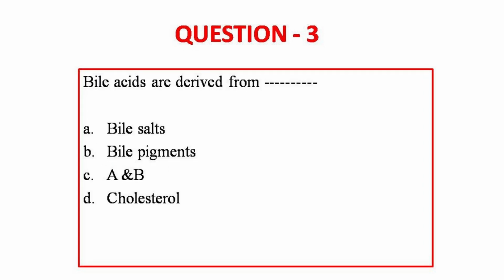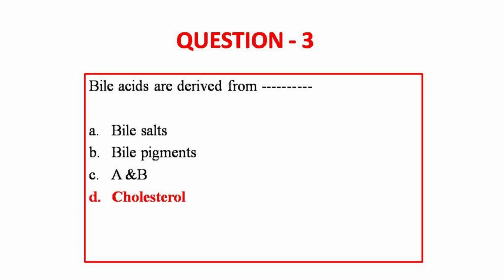Moving on to question number 3. Bile acids are derived from bile salts, bile pigments, option A and B, and cholesterol. The answer to this question is cholesterol. Bile acids are derived from cholesterol.